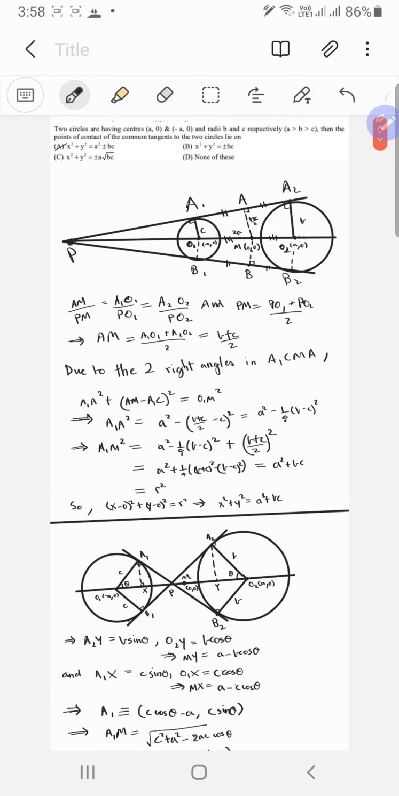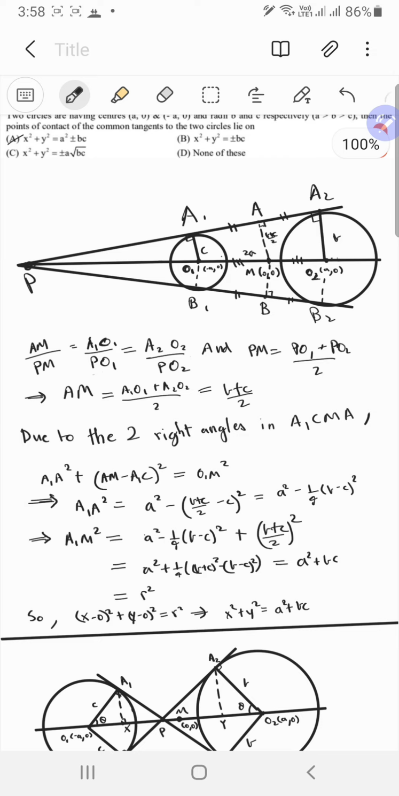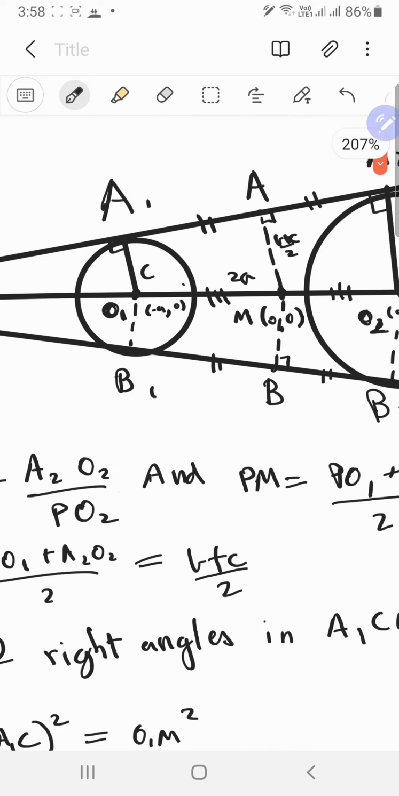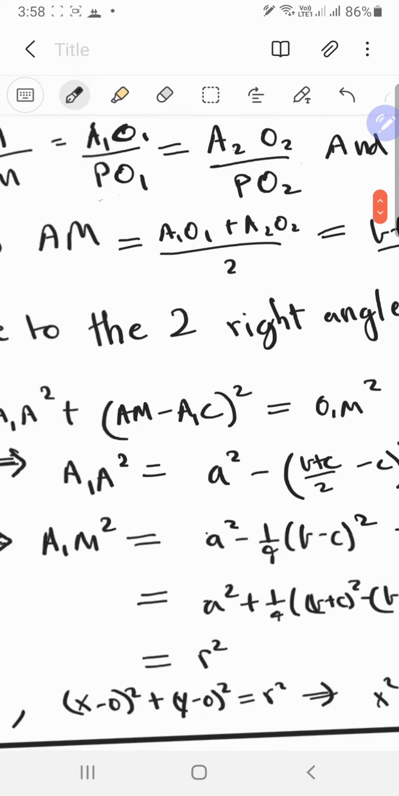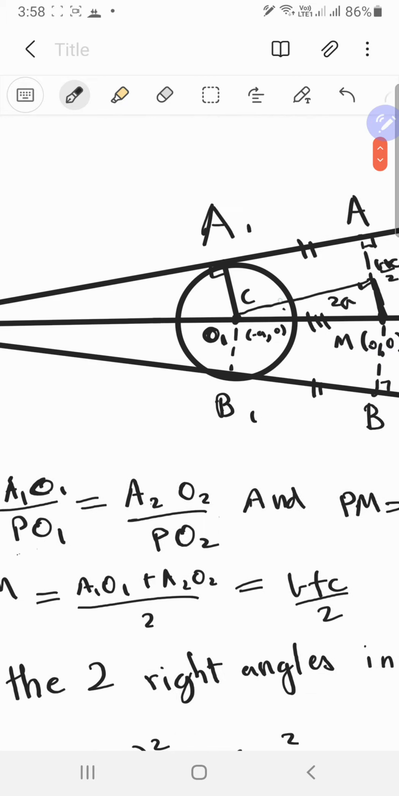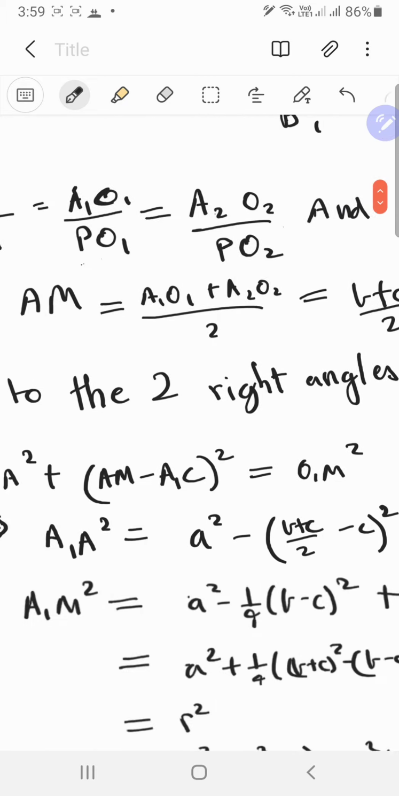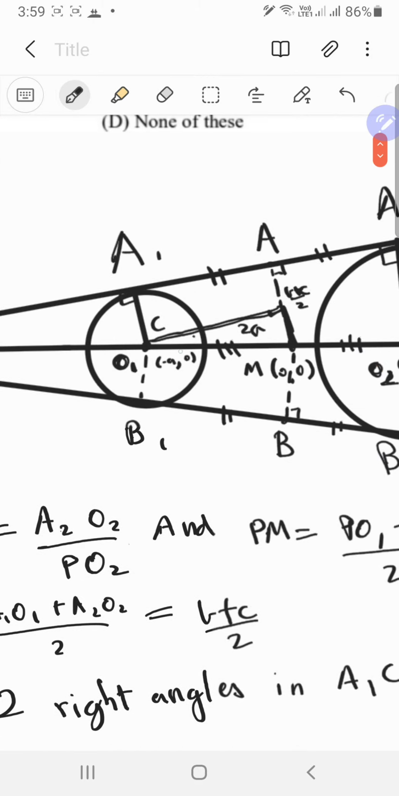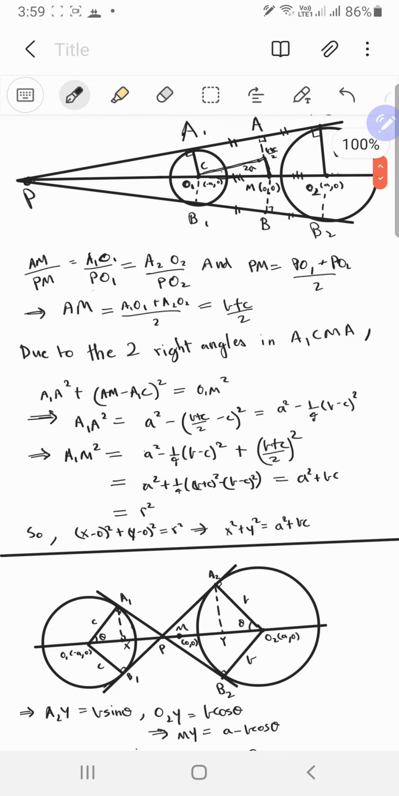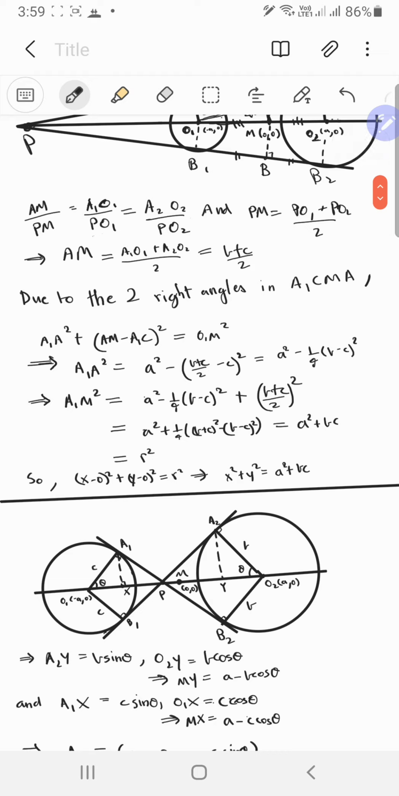Now why is that true? AM minus A1C, that's going to be this length. If I draw this perpendicular, this length is going to be AM minus A1C, and this length is going to be exactly the same as A1A. And this hypotenuse is in fact O1M, so that's why we have O1M. So that tells us A1A squared is a squared minus ((b plus c) upon 2 minus c) squared, and after solving that we get a squared minus 1/4 of (b minus c) squared.